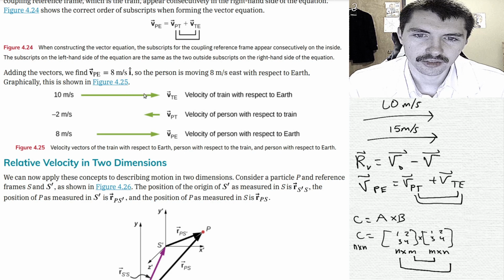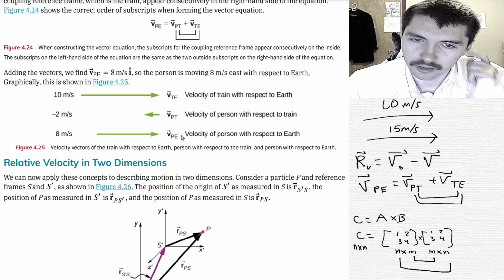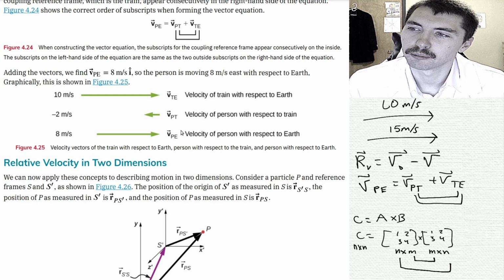Okay, so adding the vectors. So going 10, the person is walking with respect to Earth. 8, with respect to the train. Okay, so the subscripts matter just like the dimensions of the matrix matter.